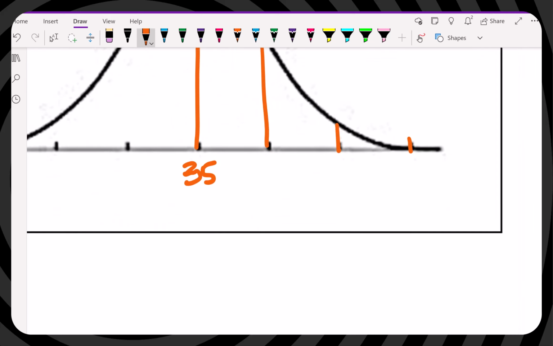So if your standard deviation is 5, what you're going to do is add 5 to get your plus 1 standard deviations. So 1 standard deviation above the mean is 40. 2 standard deviations above the mean would be 45. All you're doing is adding 5 for each standard deviation. And each standard deviation is a line.